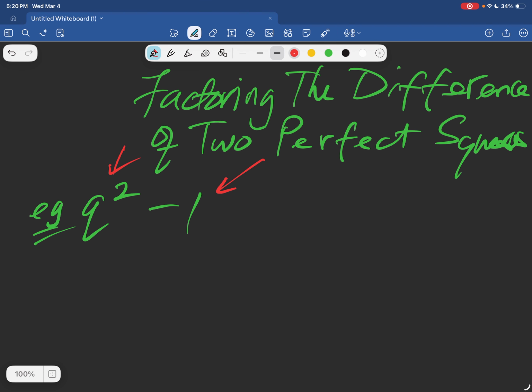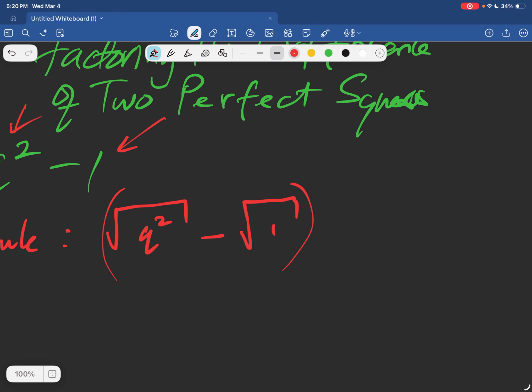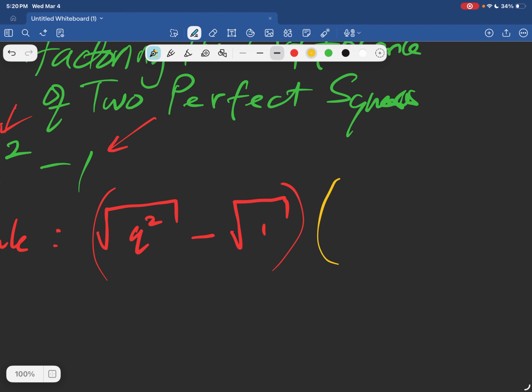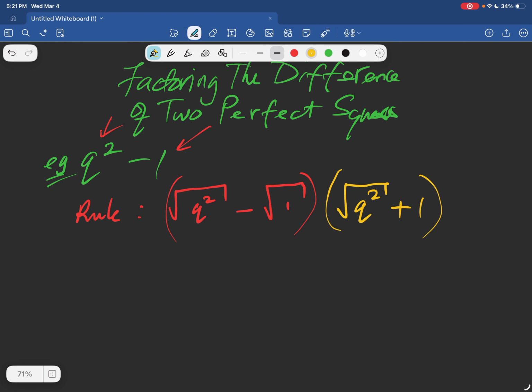Then we're going to apply this rule. And the rule is this. You find the square root of the first perfect square, and you subtract from it the square root of the second perfect square, put it in the parentheses, then rewrite the same thing again, but this time you're going to put an addition sign. Square root of q squared plus 1. Now, you might ask, why does it look so complicated? It looks complicated because it's about to get very simple.